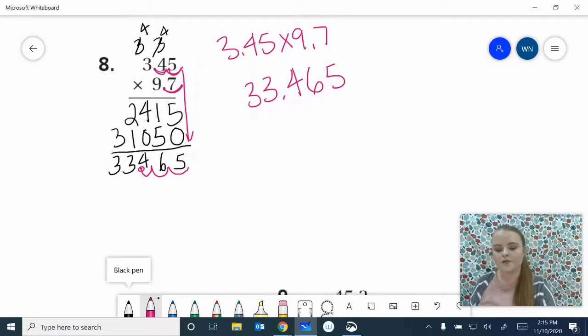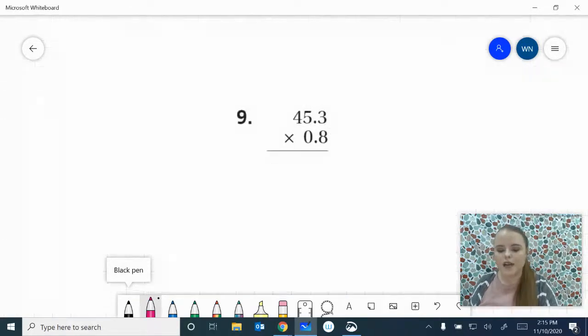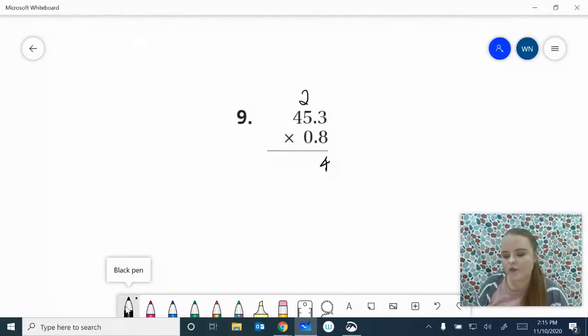Jump to number 9. Number 9 says 45 and 3/10 times 8/10. Go ahead and work it out. Let's work out number 9. 3 times 8 is 24. 8 times 5 is 40, plus 2 is 42. 8 times 4 is 32, plus 4 is 36.